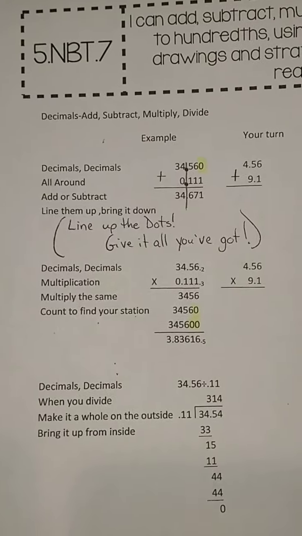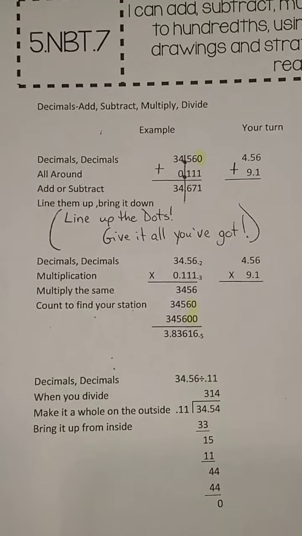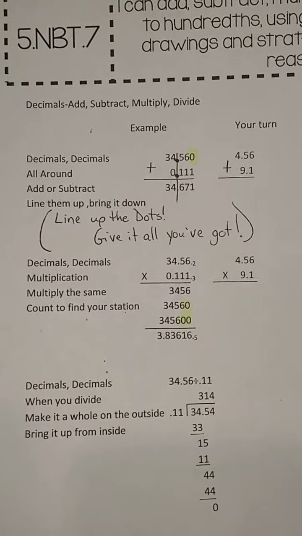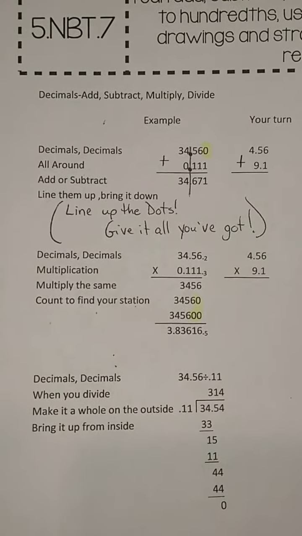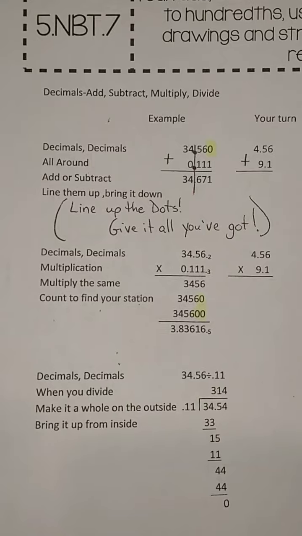I did make a couple rhymes, and some of them you may have heard. For addition and subtraction, it's decimals, decimals all around. Add or subtract, line them up, ring them down. A past teacher, a friend of mine, used to say, line up the dots and give it all you got.